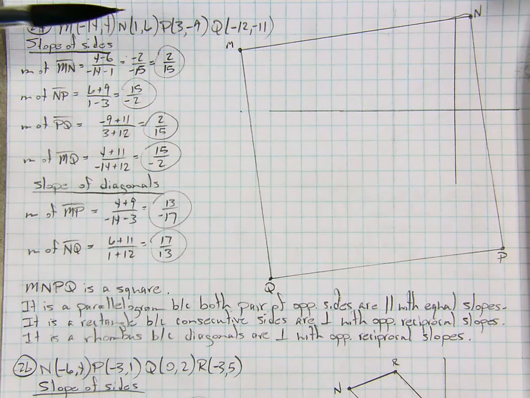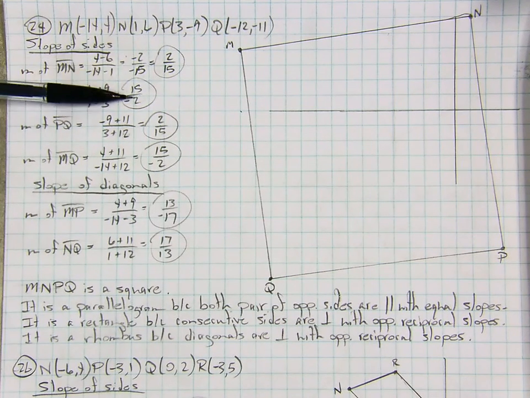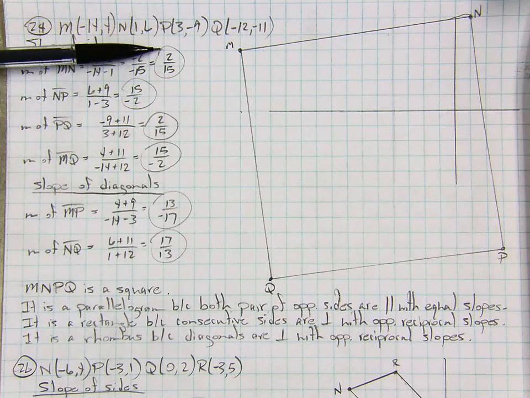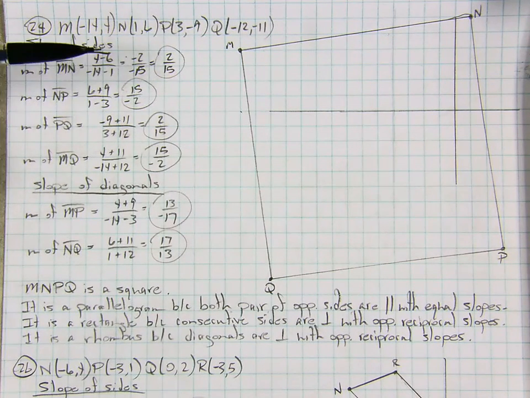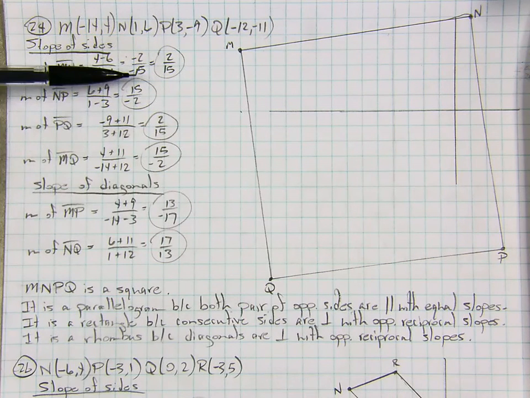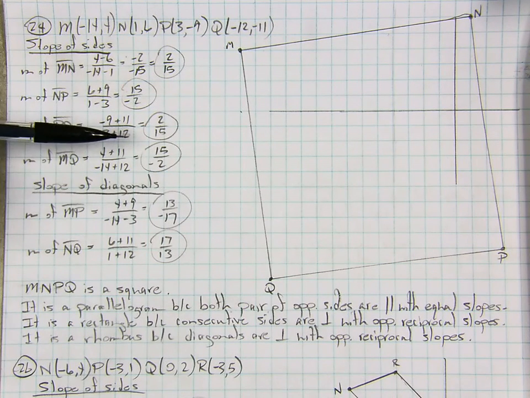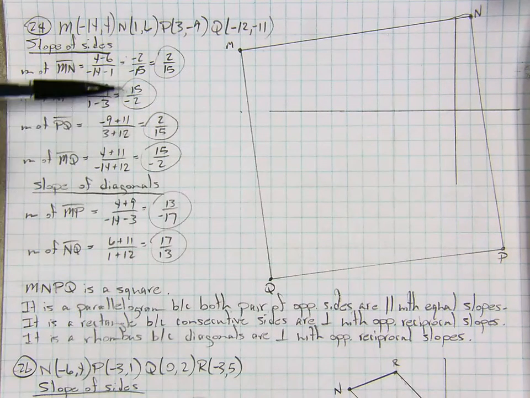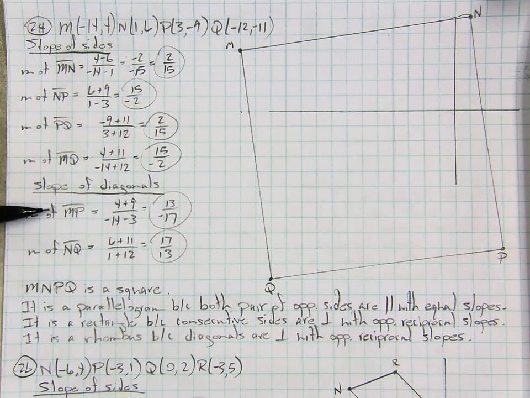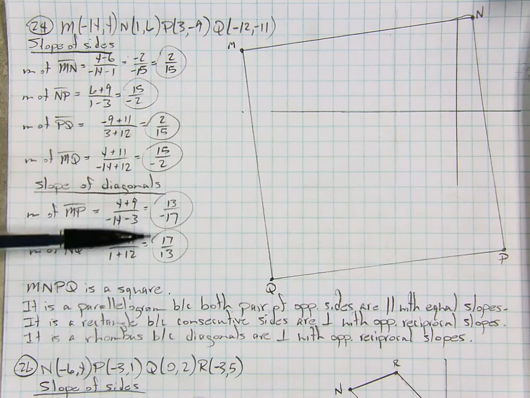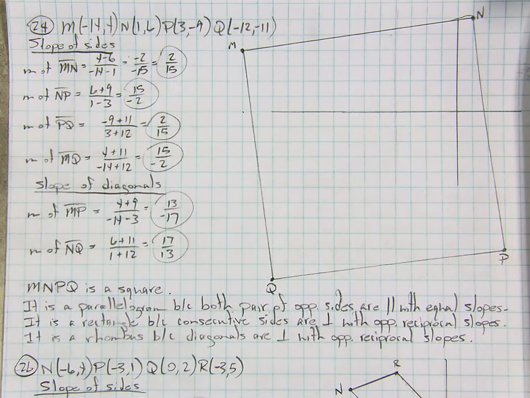Then we look at the consecutive sides. This segment and this segment, those are opposite reciprocals. 2/15 and -15/2 are opposite reciprocals. If you multiply them together, you get -1. So there are right angles. So it's a parallelogram with right angles. So it could be a rectangle, right? And it could possibly be a square. To find out if it is a square, it has to be a rhombus, right? So we get the slope of the diagonals. And this time when I found the slope of the diagonals, they're also opposite reciprocals. So that means this thing is a square.